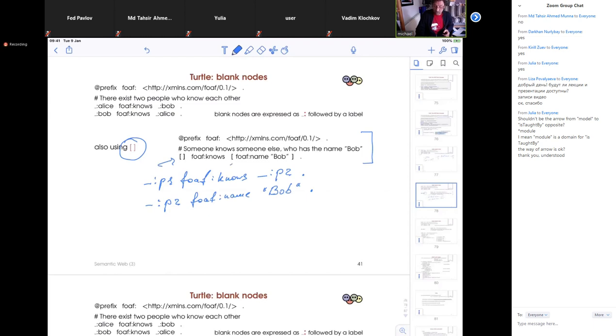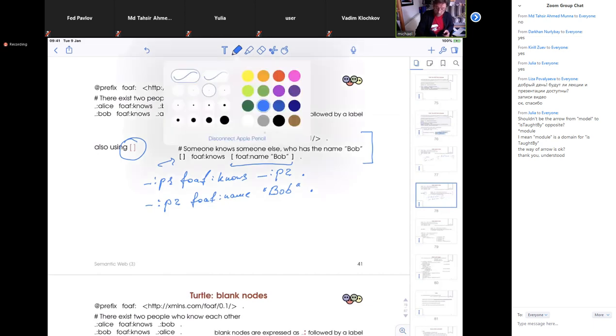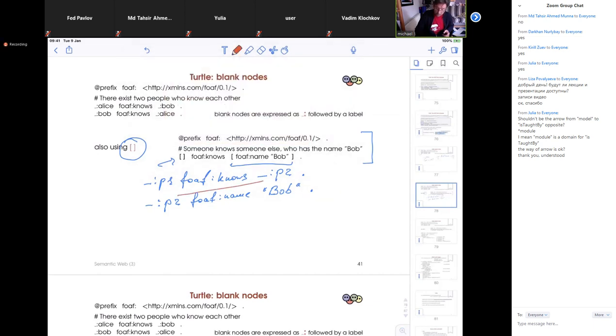Why do I need square brackets here? Because P2 occurs twice, and this underscore P2 refers to the same someone else. That's why we have the square brackets over there.